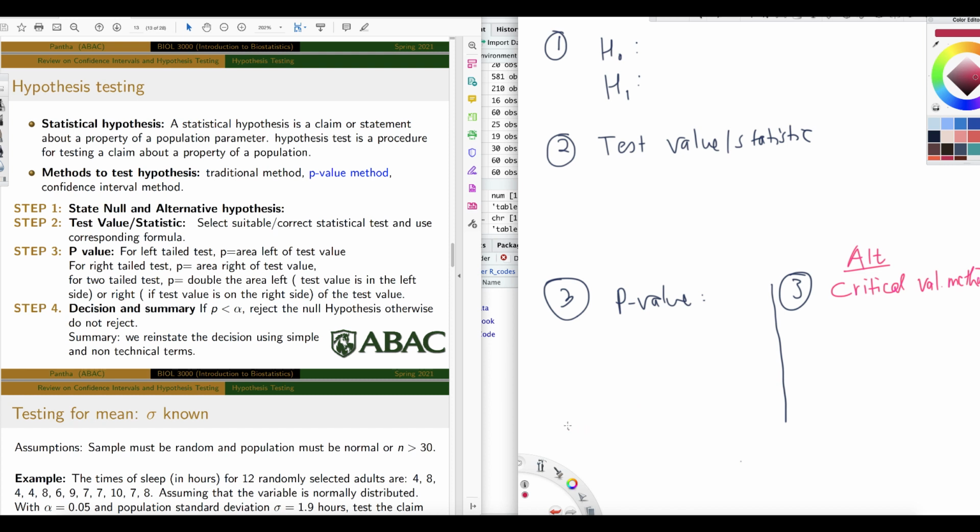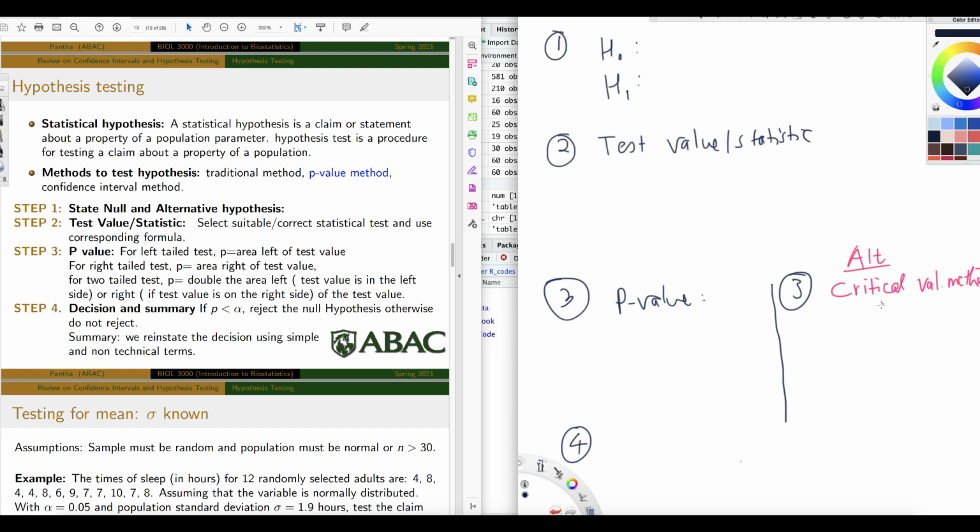Step 4 depends on the p-value or the result from step 3. If the p-value is less than alpha, we reject the null hypothesis. If the p-value is greater than alpha, we do not reject the null hypothesis. Similarly, from the critical value we find the critical region, the region to the right or left of the critical value.